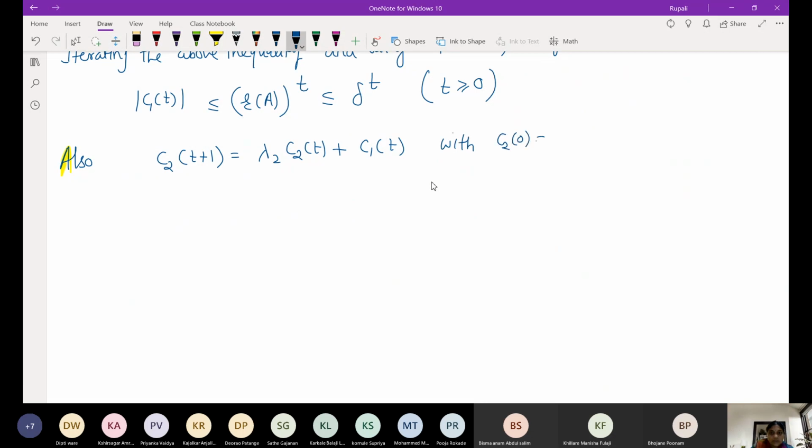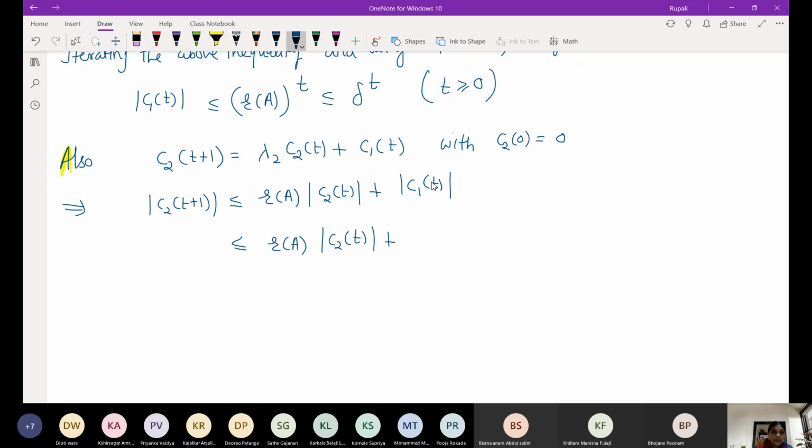Again, what is C2 at 0? It is 0. So this implies I can write this as modulus of C2 at t plus 1 is less than or equal to spectral radius of A times mod of C2t plus mod of C1t. Is that right? This will be less than or equal to spectral radius of A times mod C2t plus this is nothing but R of A raised to t. Is that right?